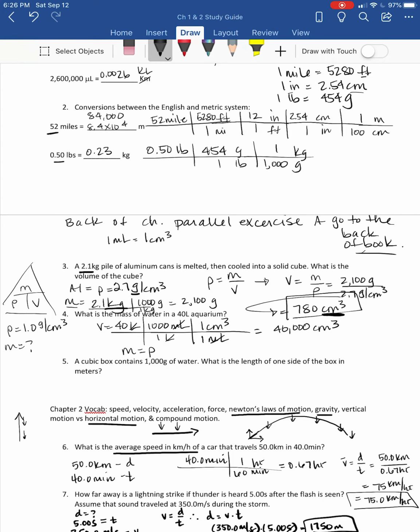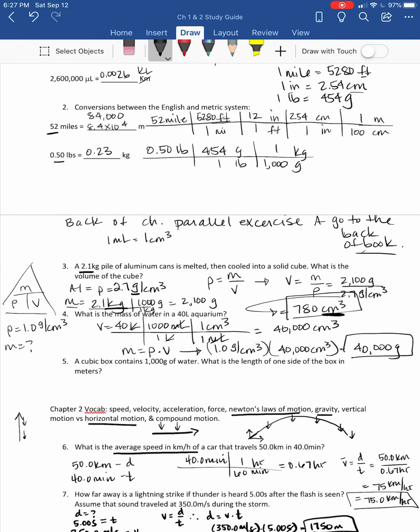So mass is equal to density times volume. So you've got density, which is 1 gram per centimeter cubed, times 40,000 centimeters cubed, which is 40,000 grams. And that's it. So if you were wondering how in the world it did that on the homework problem, that's how it does it.